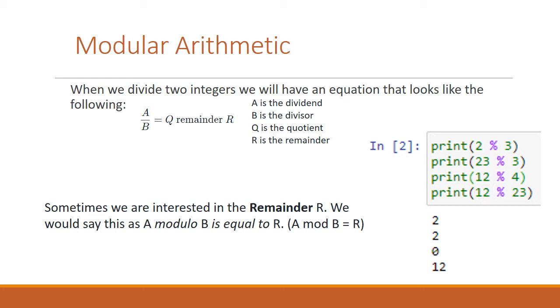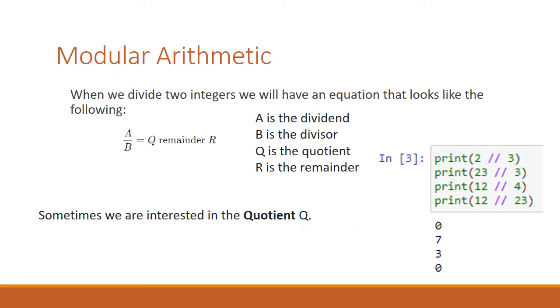And here we present some examples where we have 2 mod 3, which is equal to 2, 23 mod 3, which is equal to 2, 12 mod 4, which is equal to 0, and 12 mod 23, which is equal to 12.